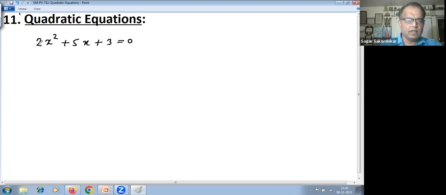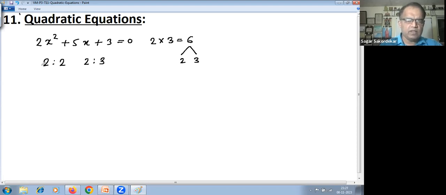So take the coefficient of x square, that is 2, multiply the constant, that is 3, gives you 6. Find factors of this such that sum of the factors equal to 5, that we already know. 2 and 3. 2 into 3 is 6. 2 plus 3 is 5. Now see here, take the coefficient of x square, that is 2, colon first factor, that is 2. Again take the coefficient of x square, that is 2, colon second factor, that is 3.